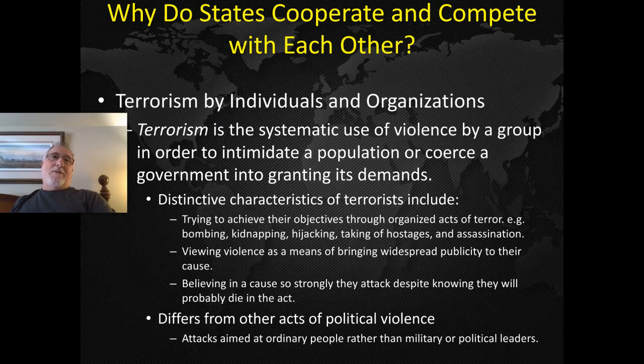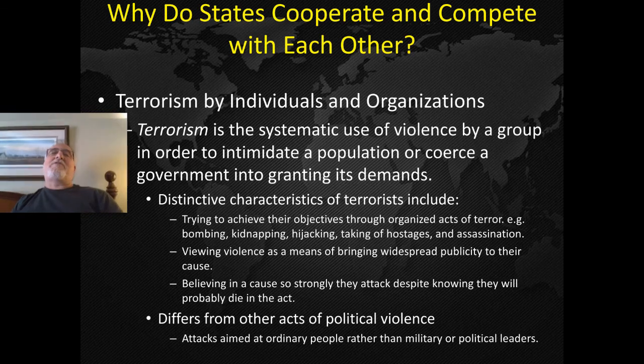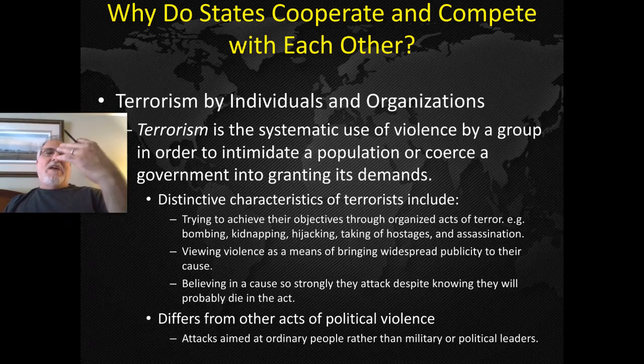Another reason states cooperate is to help deal with terrorism. Terrorism is the systematic use of violence by a group in order to intimidate a population or coerce a government to meet its demands. It uses terror to move an agenda, typically targeted at civilians or government officials, because that is the most horrific thing. Armies at war is horrible, but armies at war killing each other is what armies at war are supposed to do.